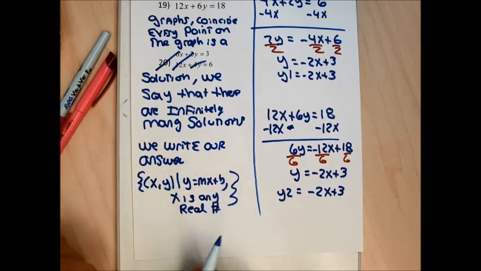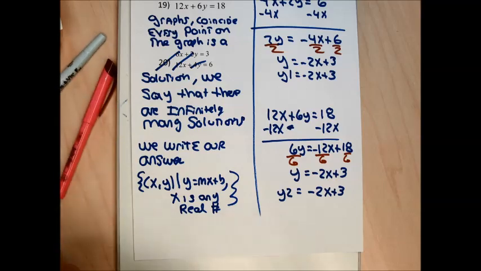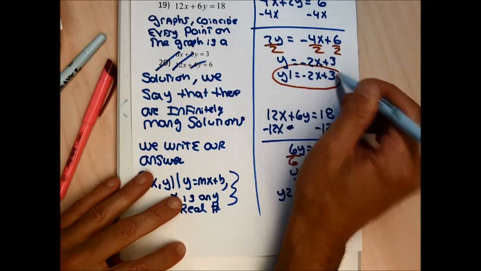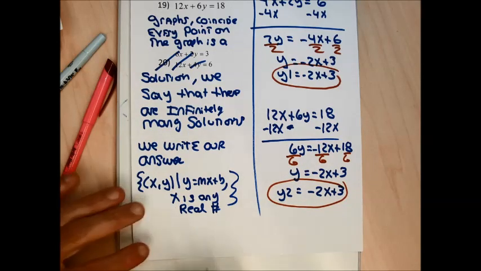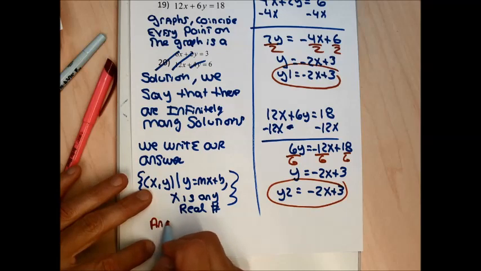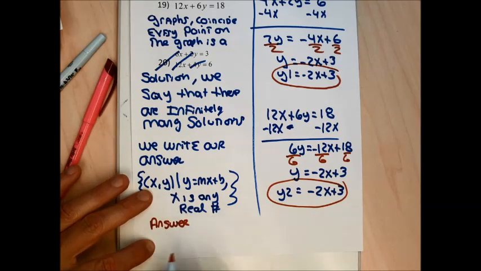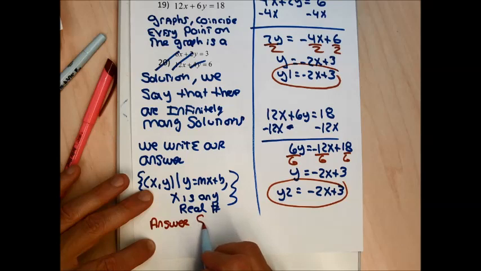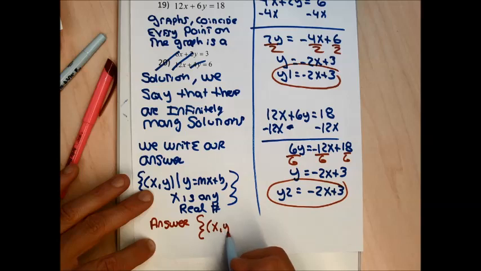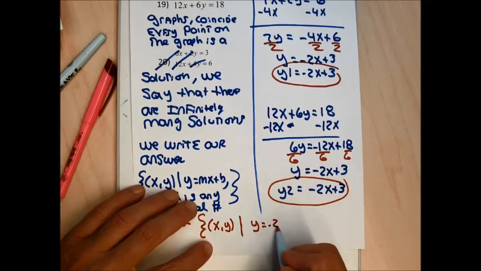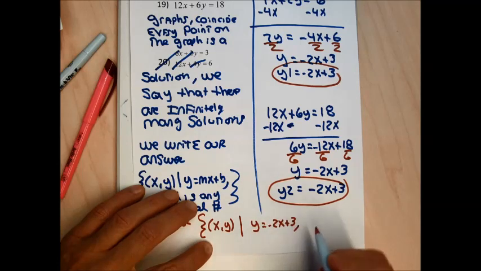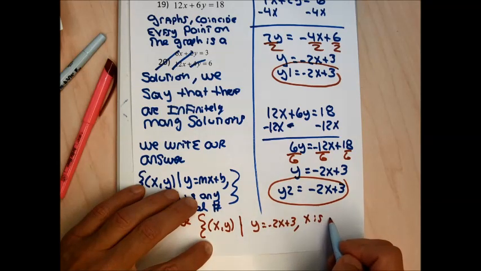For this particular problem, I can't just write no solution for an answer. I have to write this fancy answer. And you'll notice if I took the top equation and solved it for y, or the bottom equation and solved it for y, I'd get the same thing. The answer to problem 19, which again you're not going to be responsible for on a test, the proper way to write an answer when the lines coincide would be using set builder notation, which says the solution is any point x comma y that's on the line y equals negative 2x plus 3, where x is any real number.